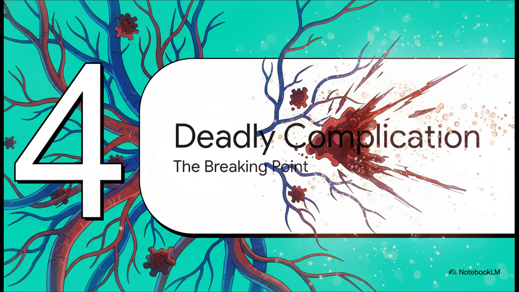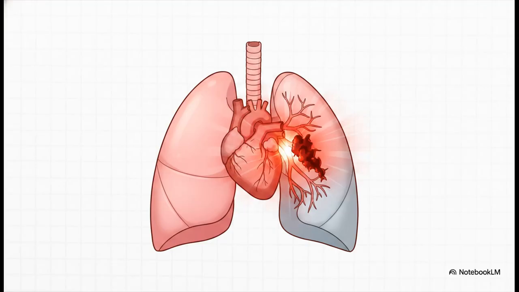Okay, on to Section 4, the deadly complication, the breaking point. So the crucial point here is that while a stationary thrombus causes localized pain and severe edema, the true systemic crisis hits if that clot loses its structural integrity. If hemodynamic pressure builds up too much against the obstruction, or if the thrombus is just inherently unstable, a piece can actually shear off. It becomes what we call an embolus.